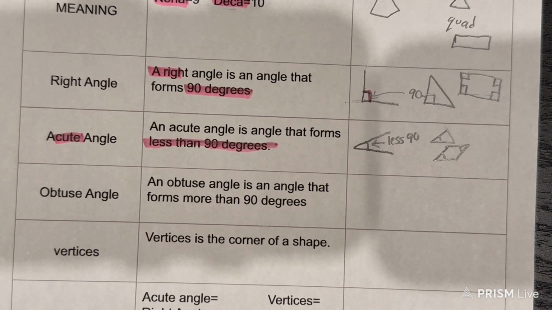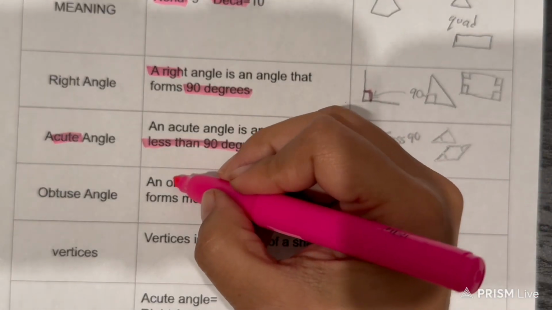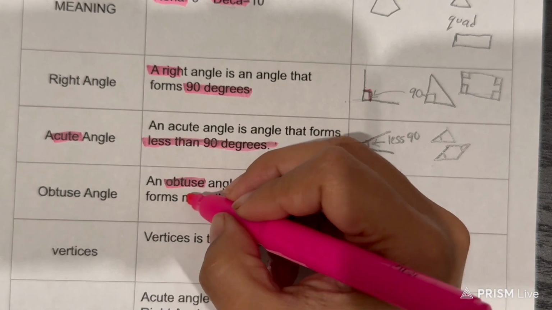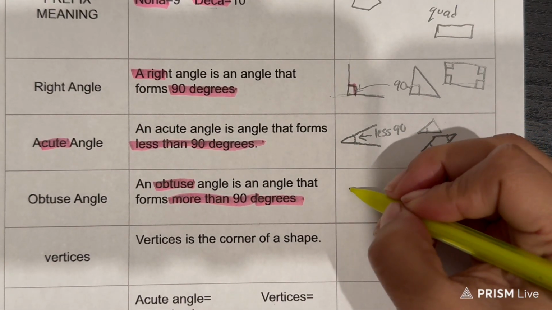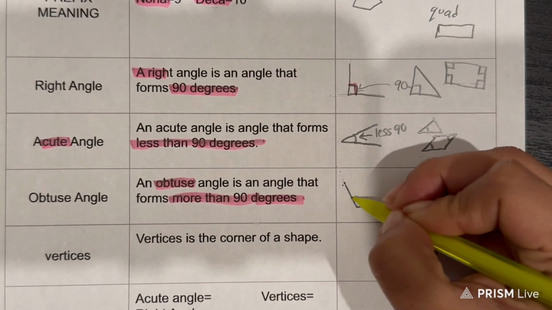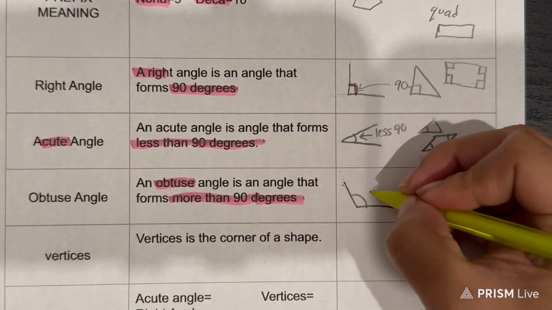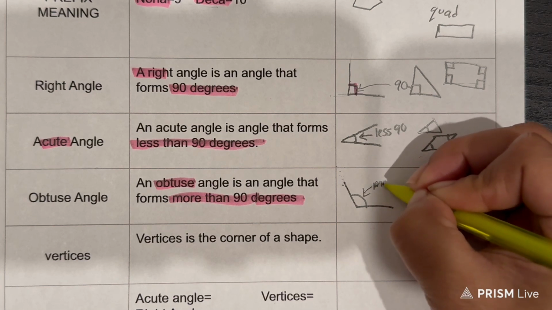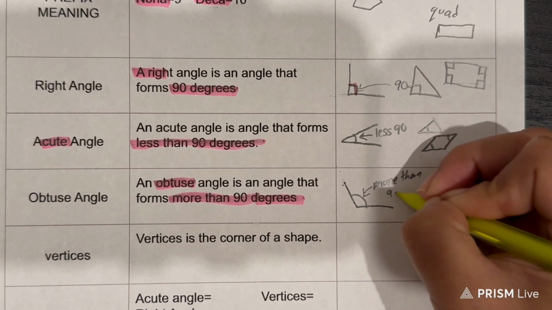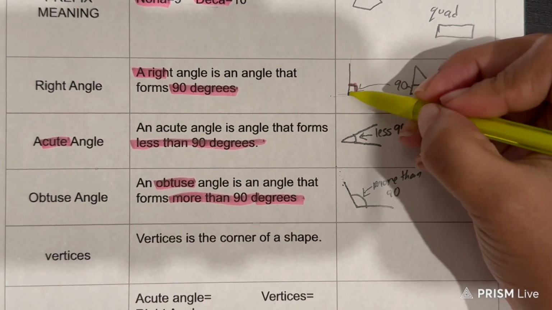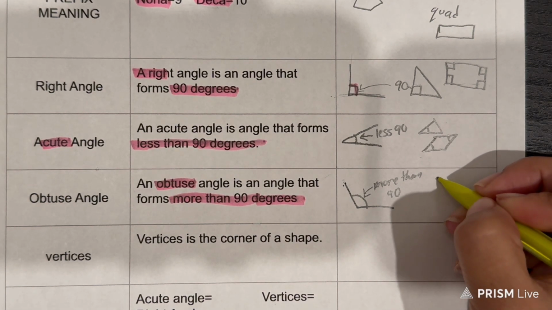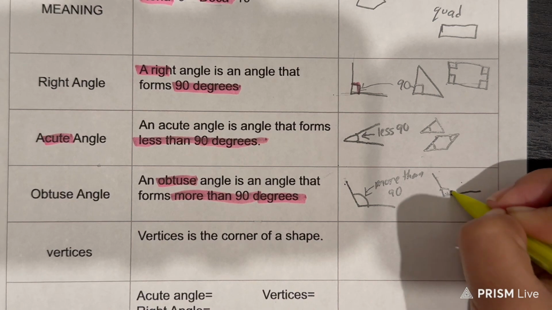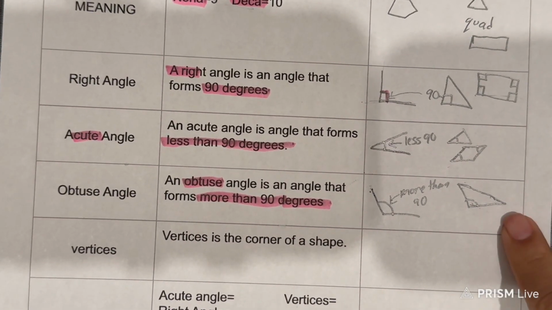Okay, for obtuse angle. Obtuse is anything that is more than 90 degrees. More than 90 degrees. So obtuse is going to look like this. That is obtuse. So this is more than 90 degrees. Remember, 90 degrees is straight up like this, but this, it went more. So if I were to do a triangle, the triangle might look like this, starting with an obtuse angle. Okay, that is my obtuse angle.